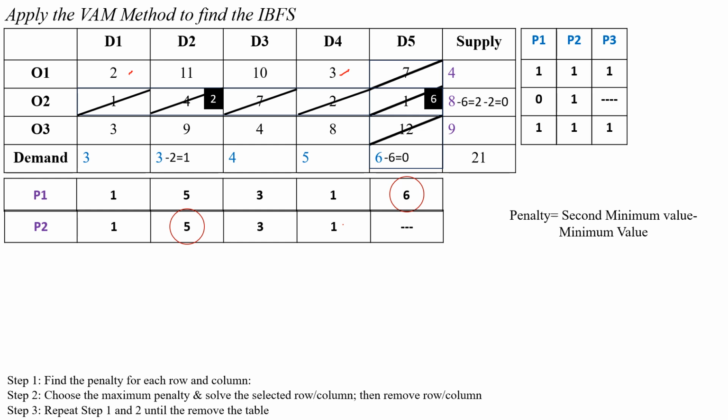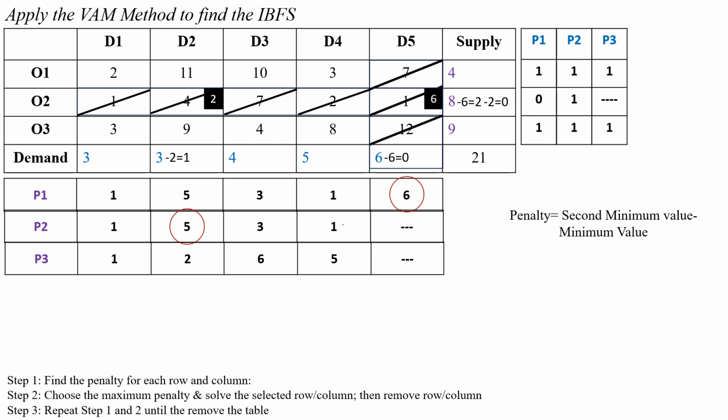Next once again we have to determine the penalties for the rows. For the first row penalty is the 3 minus 2 which is equal to the 1. And second row we are removed, so no need to calculate the penalty for the second row. And for the third row, so penalty is the 4 minus 3 which is equal to the 1. Similarly, we have to calculate the penalty for the columns.